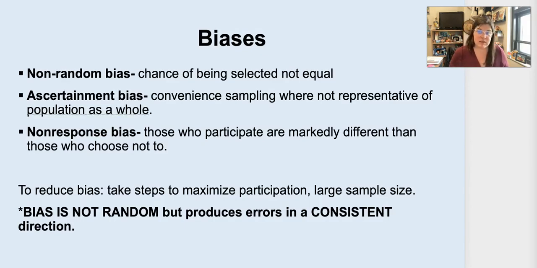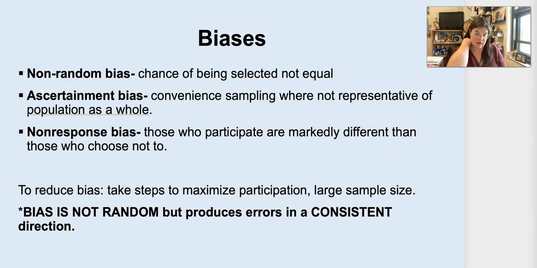We want to think about bias as well. The chance of being selected is not equal in non-random bias. Ascertainment bias is convenient sampling, where it's not representative of the whole. So sometimes in snowball sampling and stuff like that, it's not going to be representative of the whole. Non-response bias is those who participated are markedly different than those who choose not to.